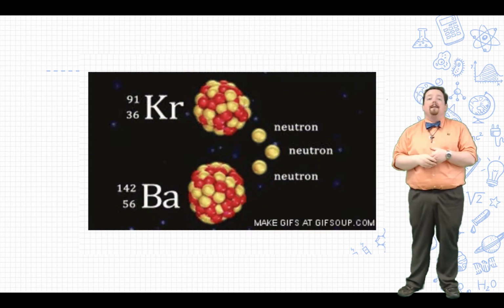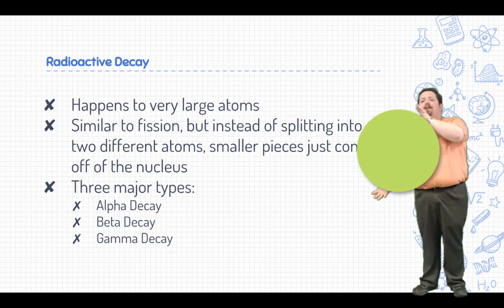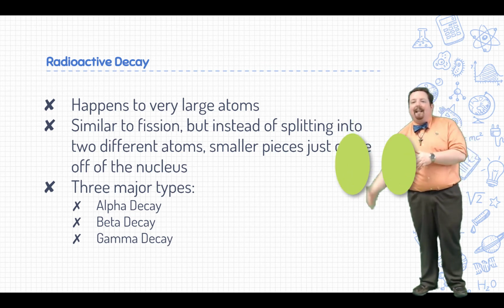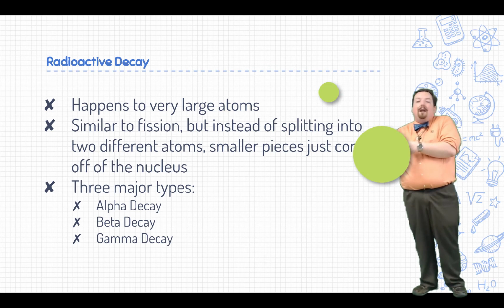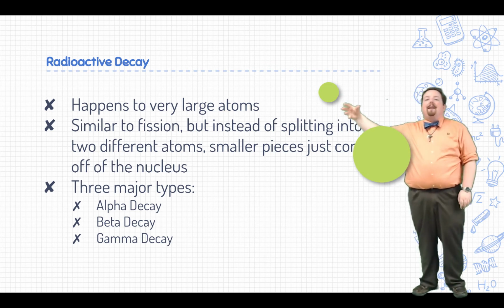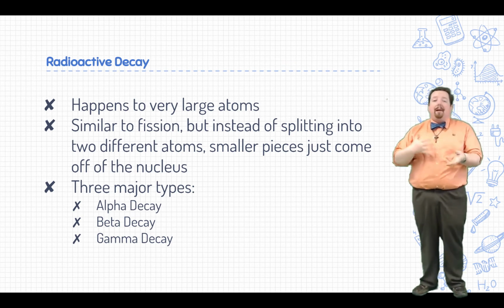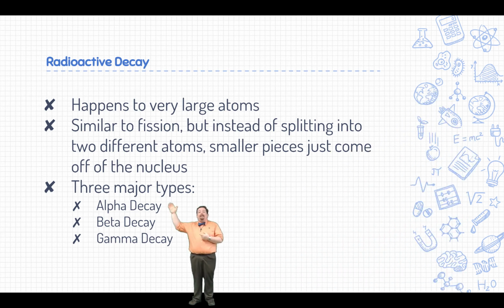Lastly, we have radioactive decay. This happens to very large atoms. It's similar to fission, but instead of taking that atom and splitting into two, it takes a chunk of that atom off, making it a smaller atom, and then you get some extra pieces off to the side. There are three major types of radioactive decay, which are named for the three chunks that you can take out of the nucleus. We have alpha decay, beta decay, and gamma decay.